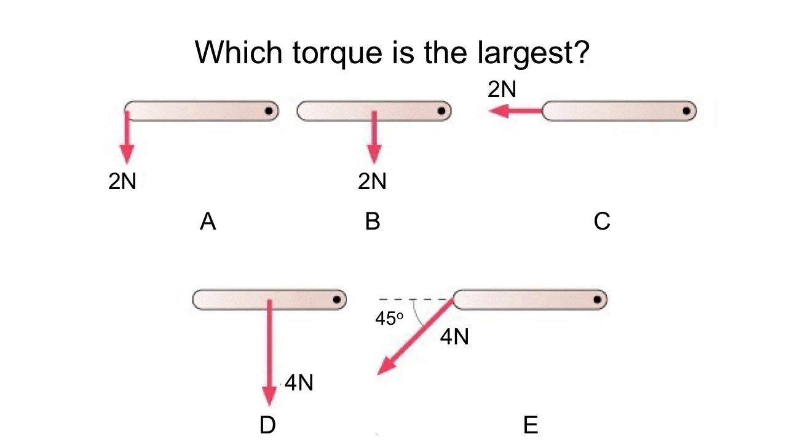So take a minute or so with the people beside you. Which of these torques is the largest? Here's the pivot point, this little point here. These forces are now quantified: 2 newtons, 4 newtons, some angles. Which of these would be the strongest torque to rotate this rigid object? And just to remind you, the torque is defined this way: it's the radius times the perpendicular force.